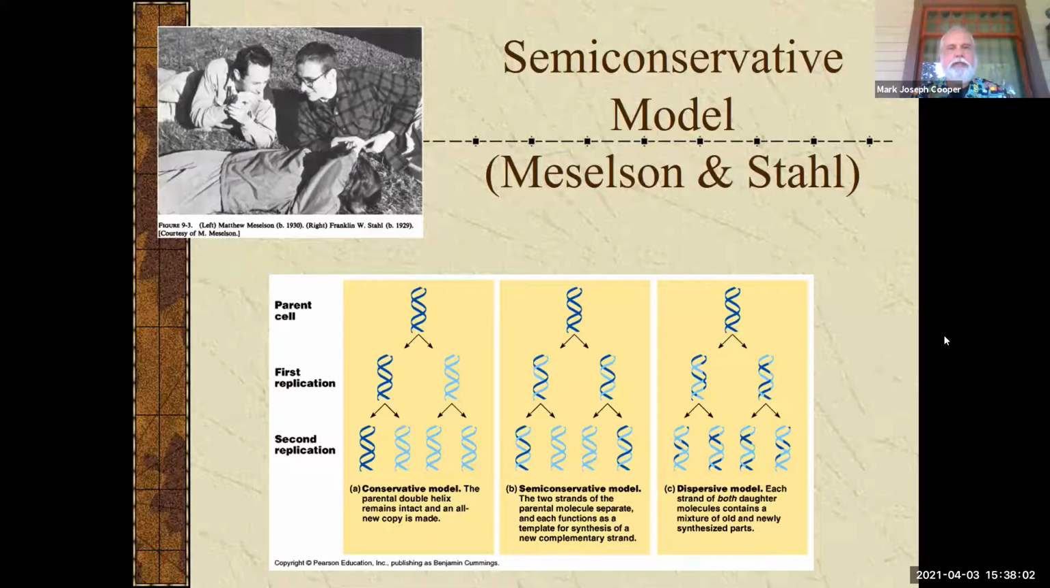All right, so this is the third installment, and what we're going to do now is talk a little bit about how replication happens. This is a famous experiment by Meselson and Stahl to talk about how DNA is exactly replicated.